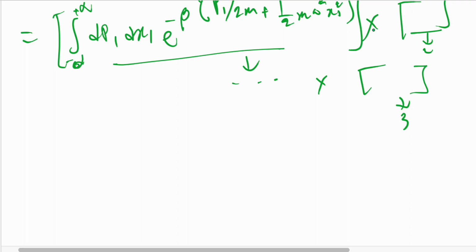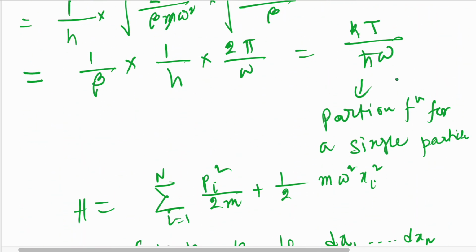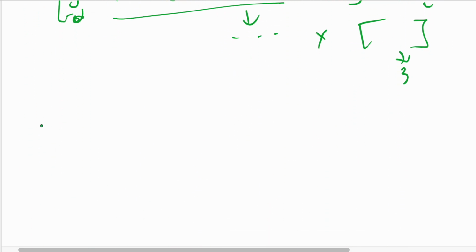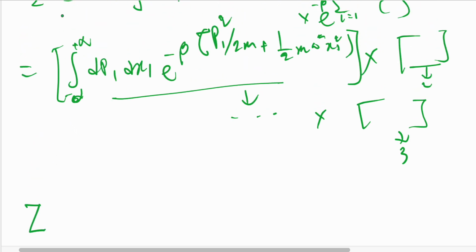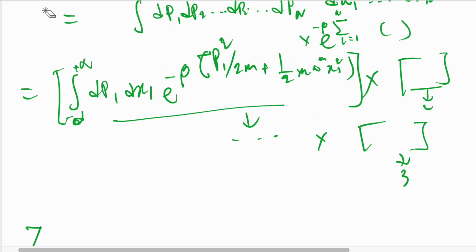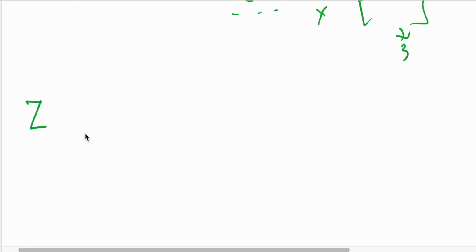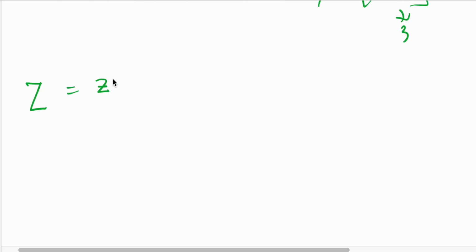That means if we multiply N such factors, the total partition function for N particles will be z to the power N. Here small z is the partition function for a single particle.